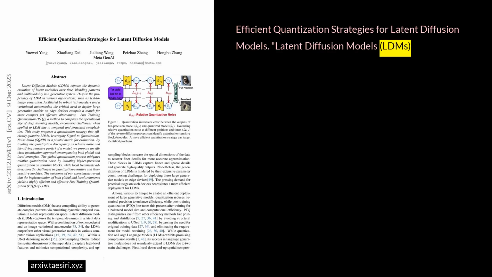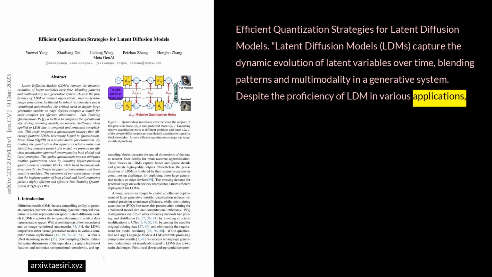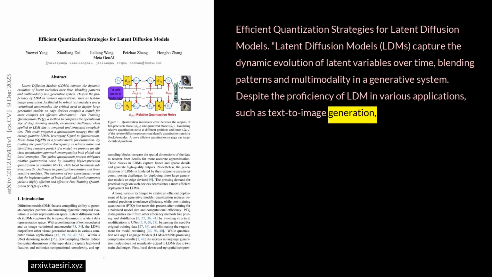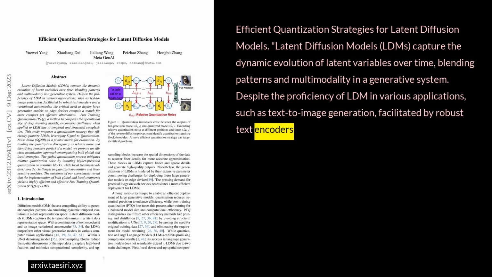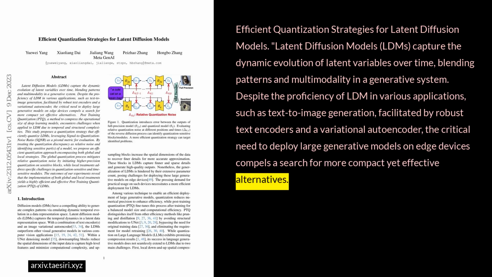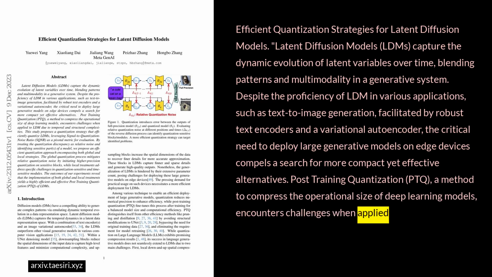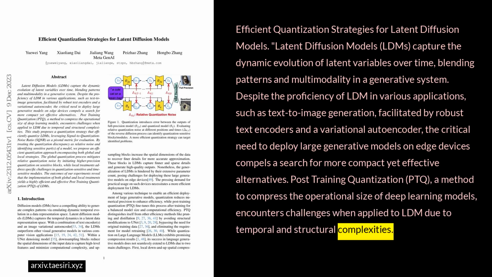Efficient quantization strategies for latent diffusion models. Latent diffusion models, LDMs, capture the dynamic evolution of latent variables over time, blending patterns and multimodality in a generative system. Despite the proficiency of LDMs in various applications, such as text-to-image generation, facilitated by robust text encoders and a variational autoencoder, the critical need to deploy large generative models on edge devices compels a search for more compact, yet effective alternatives. Post-training quantization, PTQ, a method to compress the operational size of deep learning models, encounters challenges when applied to LDMs due to temporal and structural complexities.